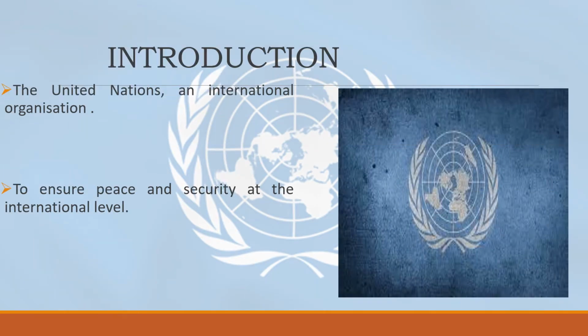Children, in your previous chapter, chapter number 1, post-World War political development, we have studied why the UN has been established, the reason for the formation of the United Nations. The United Nations is an international organization which was established to ensure peace and security at the international level. We also have studied that this organization was formed after the Second World War.